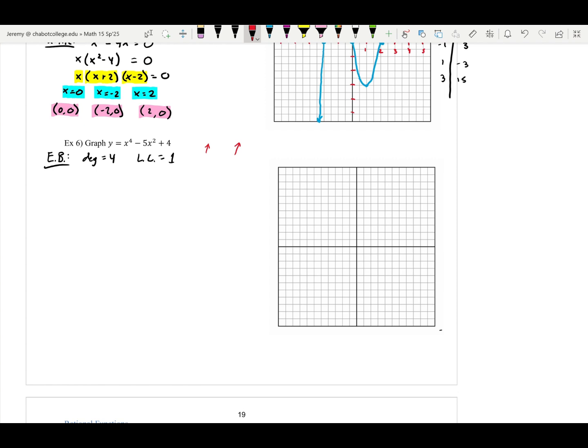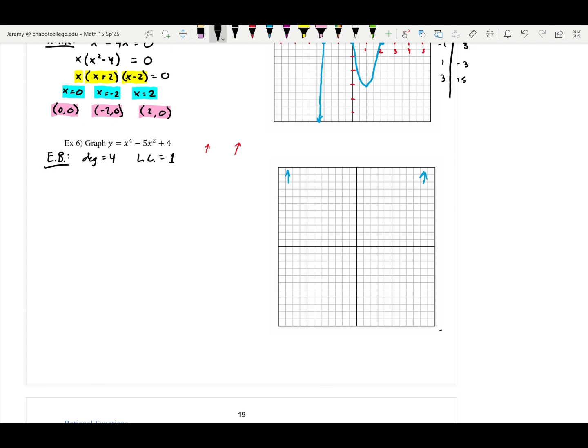Okay, so even degree, I always think of the parabola, like it's either going to be an upward facing parabola or a downward facing parabola, depending on the leading coefficient. So we'll have an upward kind of parabolic graph here. Okay, so on the ends, I know it's going to be up on the left and up on the right. And we'll have to do some investigating to figure out what happens in the middle.